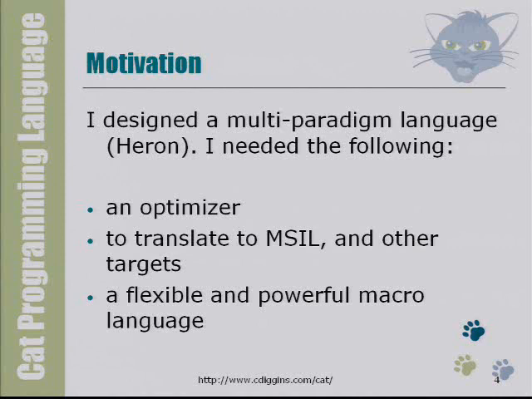I designed a relatively obscure language called Heron. It's not terribly exciting. It's mostly a C++ clone. But in order to go further, I wanted to target it to the MSIL. But I thought, well, why just solve the specific problem of targeting the MSIL? Why not write a general purpose intermediate level language that I could optimize and also serve as a macro language?